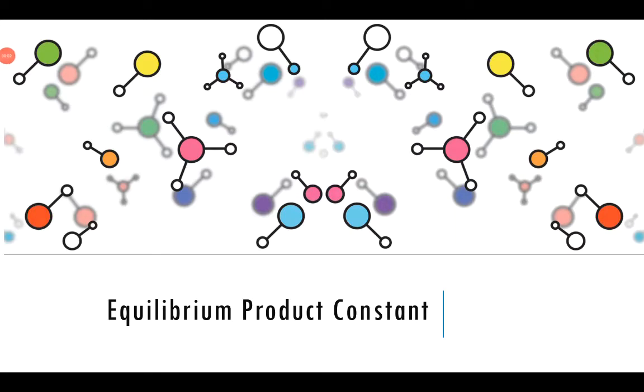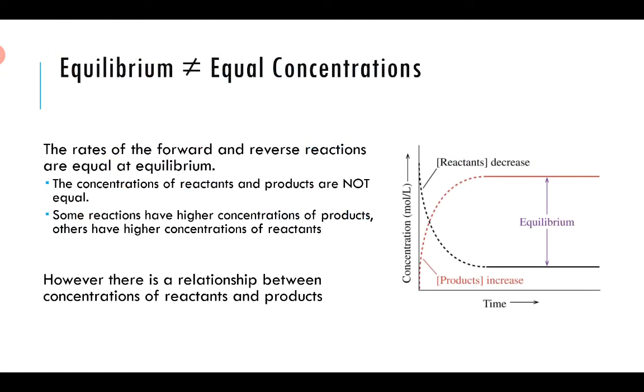In this video, we will learn how to write an equilibrium product constant. So in the previous video, we defined equilibrium to be when the rate of the forward reaction was equal to the rate of the reverse reaction. But equal rates does not mean equal concentrations. We have to differentiate between rate of reaction and our proportions of reactants to products.